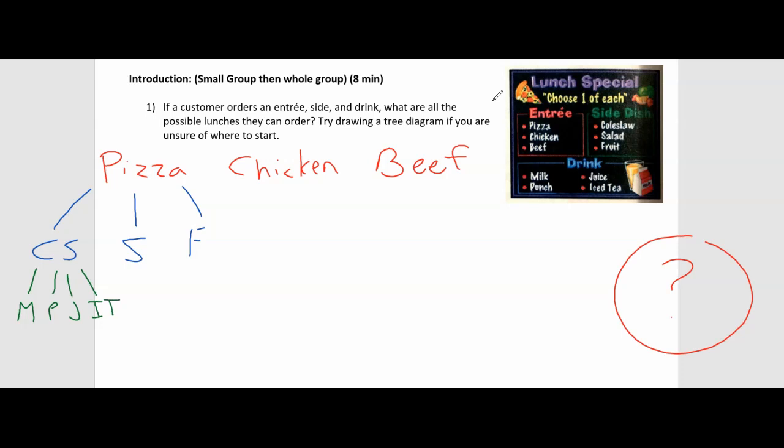So you can see that this diagram would get complicated very, very quickly the more options we have to choose from. And it's already pretty complicated, right? Just with 3 entrees, 3 side dishes, and 4 drinks. But you can kind of see what we do.